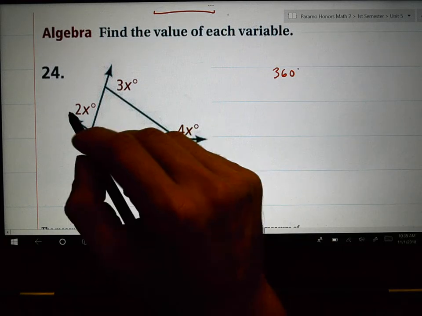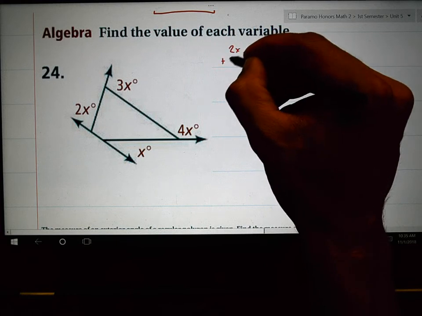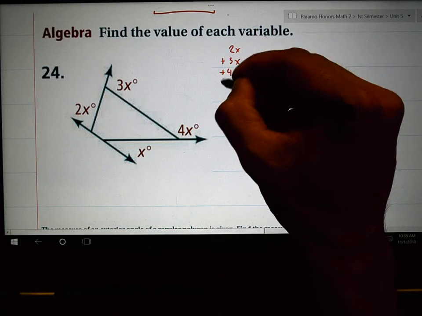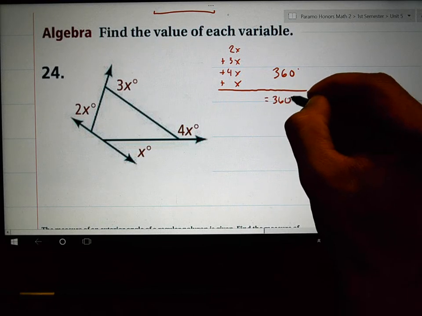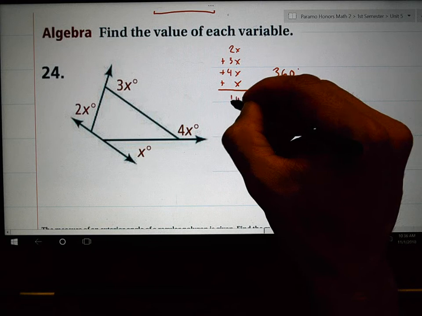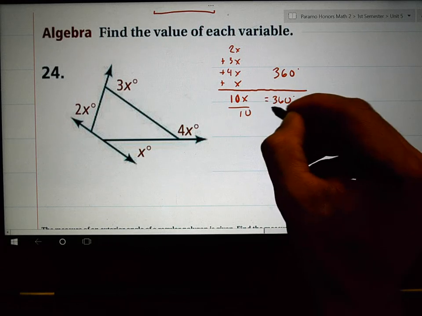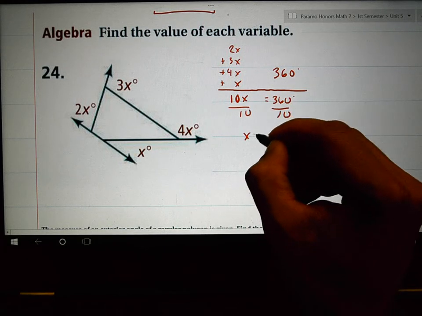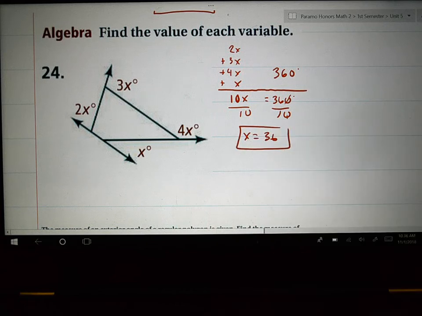And so I can say that 2x plus 3x plus 4x plus another x should equal 360 degrees. I'm thinking that's 10x equals 360. 10x, divide by 10, divide by 10. X has to be 36.